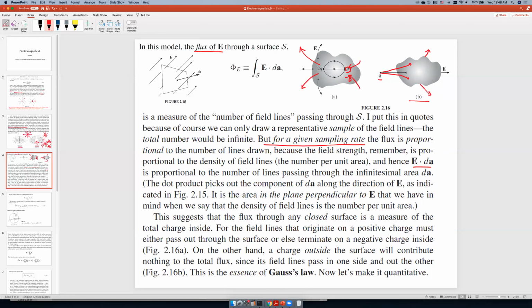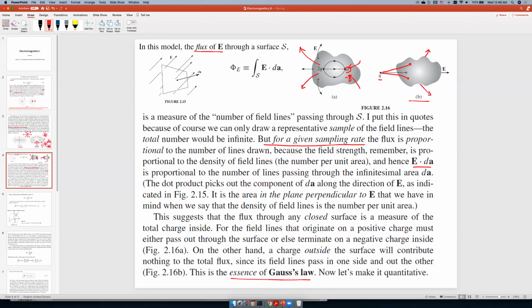For the field lines that originate on a positive charge must either pass out through the surface or terminate on a negative charge inside. On the other hand, a charge outside the surface will contribute nothing to the total flux because its field lines pass in one side and out the other side. So this is in the sense of Gauss' law.